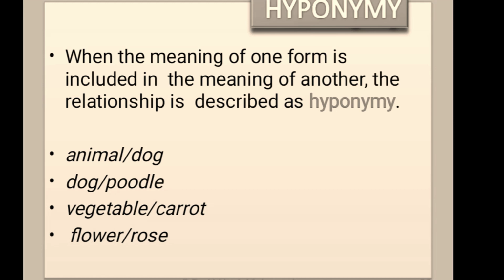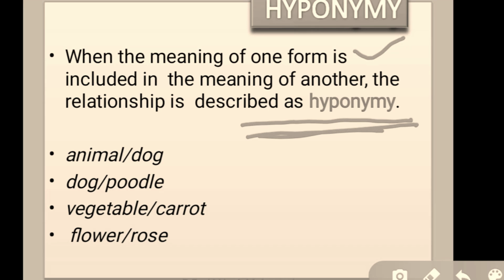Next is the concept of hyponymy. It refers to the notion of inclusion. That means the meaning of one word, or one form, is included in the meaning of another. This kind of relationship is described as hyponymy. For example, when I say dog, automatically it is understood that this is also an animal, so the meaning of animal is included in dog, right? In the same way, if I use the word carrot, the meaning of vegetable is also included in this word, so this is also an example of hyponymy.